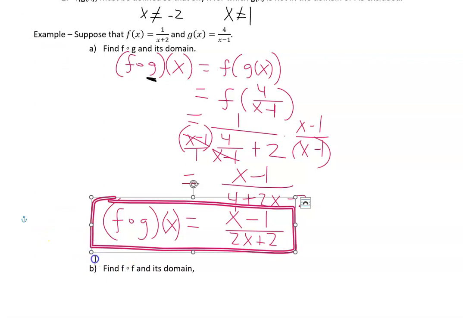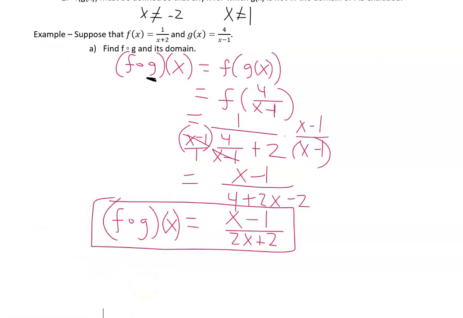Step 2 is, okay, now that I know what I can't include because it's not in the domain of g of x, I have to look at what I can't include because it causes g to not be in the domain of f. Remember, what are we doing? We're taking g of x and plugging it into f. Well, what can we not plug into f? We can't plug -2 into f. So if g of x equals -2, then we have a problem.